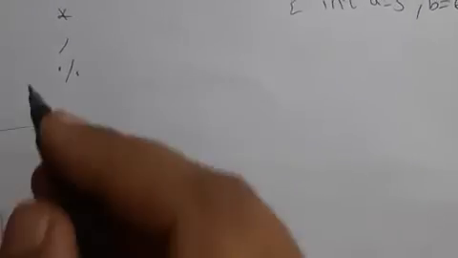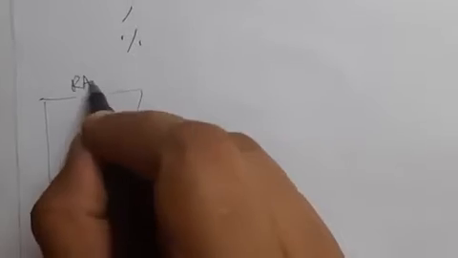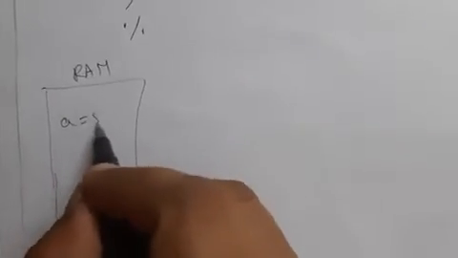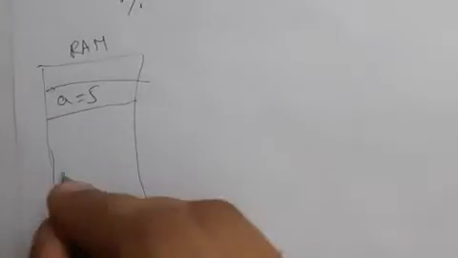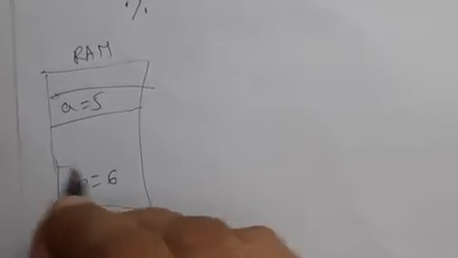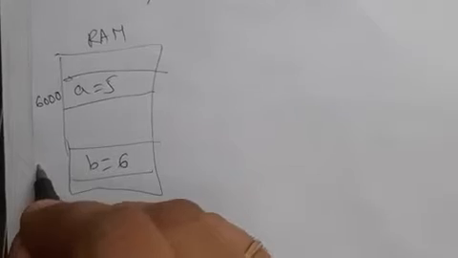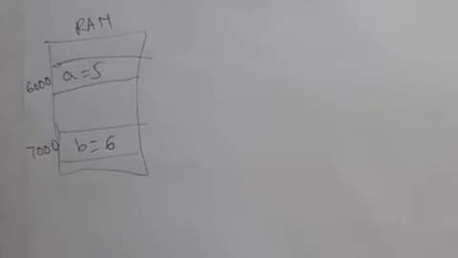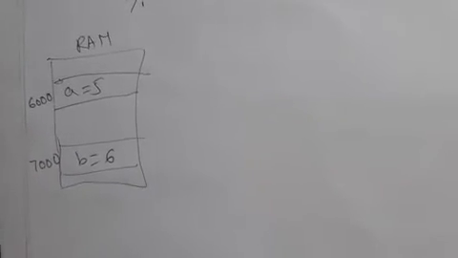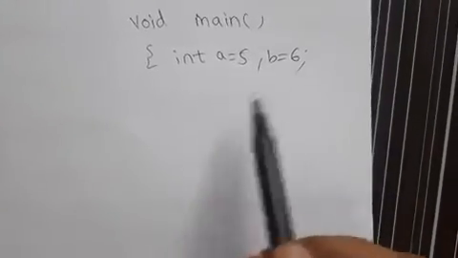As we imagine with the diagram, let us see the diagram like this. There is a RAM where A value 5 and B value 6 are stored somewhere in memory. Let us take this address as 6000, and this address as 7000. No need to be consecutive because it's not an array, somewhere it is stored. Two addresses are there. Okay, A 5 and B 6 stored at different locations.